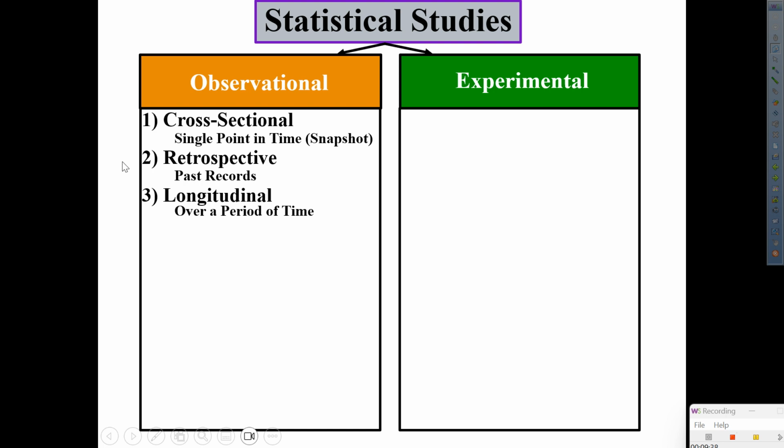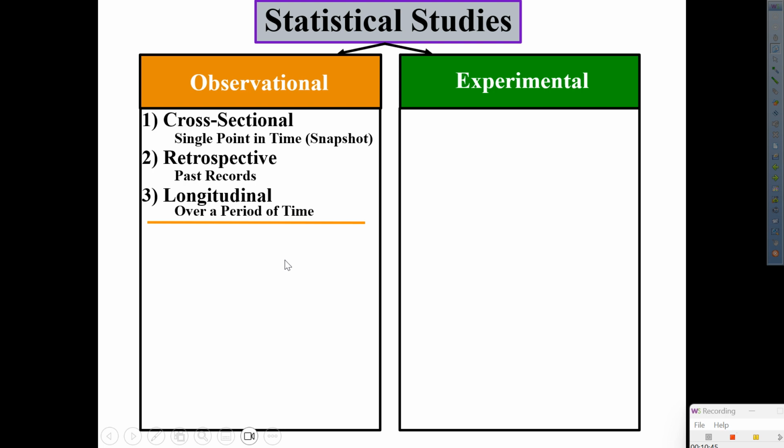That's longitudinal. So once again, cross-sectional is when you go to a specific point in time and you look at something that you want to study. Retrospective, when you go back in time and look at data from those times and compare the data to do your study. And longitudinal is when you start at a certain time and you have to study it during that time to see what you're going to get as an outcome.